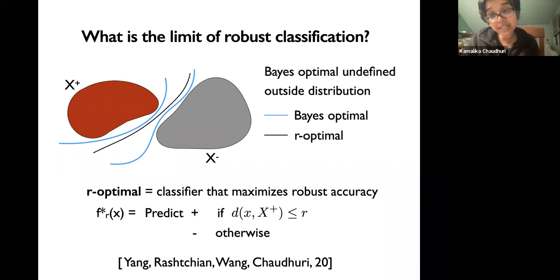For example, you could predict plus if the distance between an example X and the support of the positive class is less than R, and predict minus otherwise. This is what it would look like. But again, it's not unique. If your distributions are really well separated, you can have many R optima. Anyway, this is the R optimal classifier that we can define. So this is the limit of robust classification. If we had an infinite amount of data, this is what we want to get to.